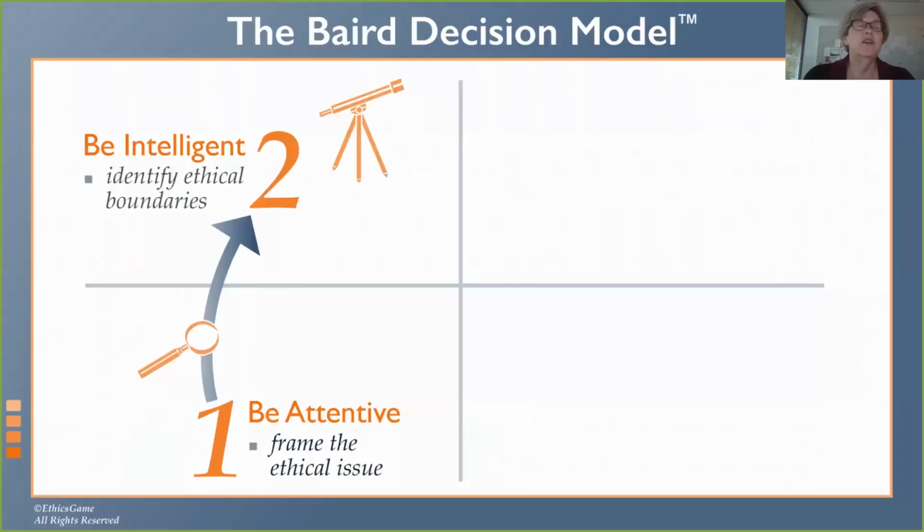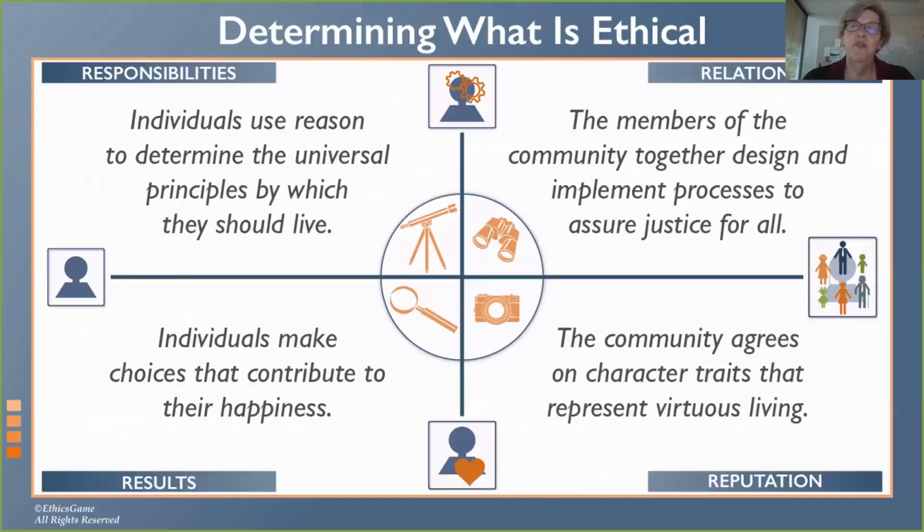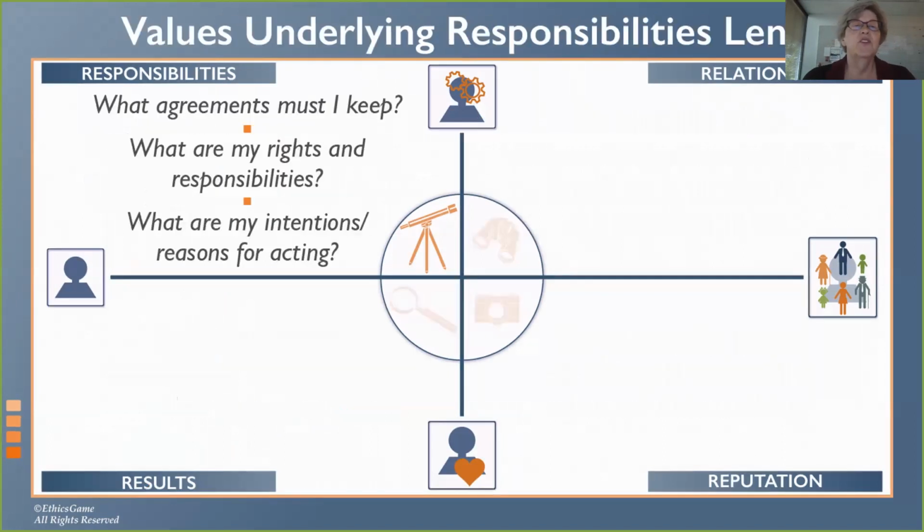The next place we go is being intelligent, identifying our ethical boundaries. As we look at the 4 ways we make decisions, we realize that each one of them has a set of questions that get asked that help us work through this particular tension. So the responsibilities lens: what agreements must I keep? What are my rights and responsibilities, and why am I acting? Our intentions become very important. If I am choosing to go out to the grocery store or out in order to get medicine for myself, for my spouse, to get groceries, my reason is not to deliberately infect anybody else.